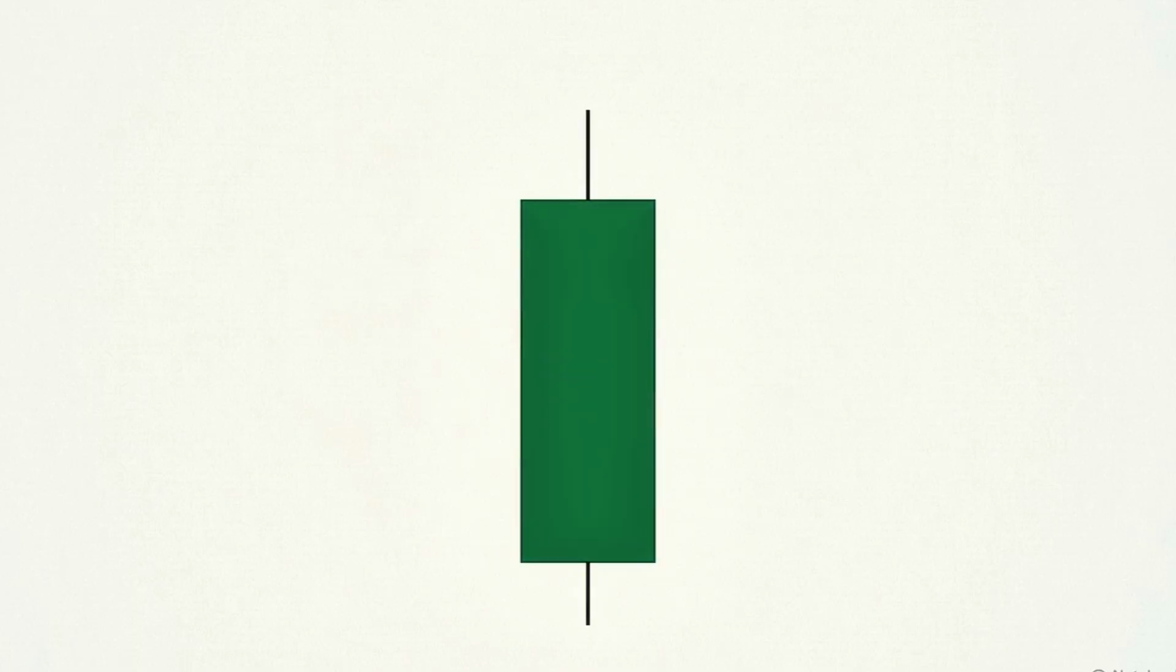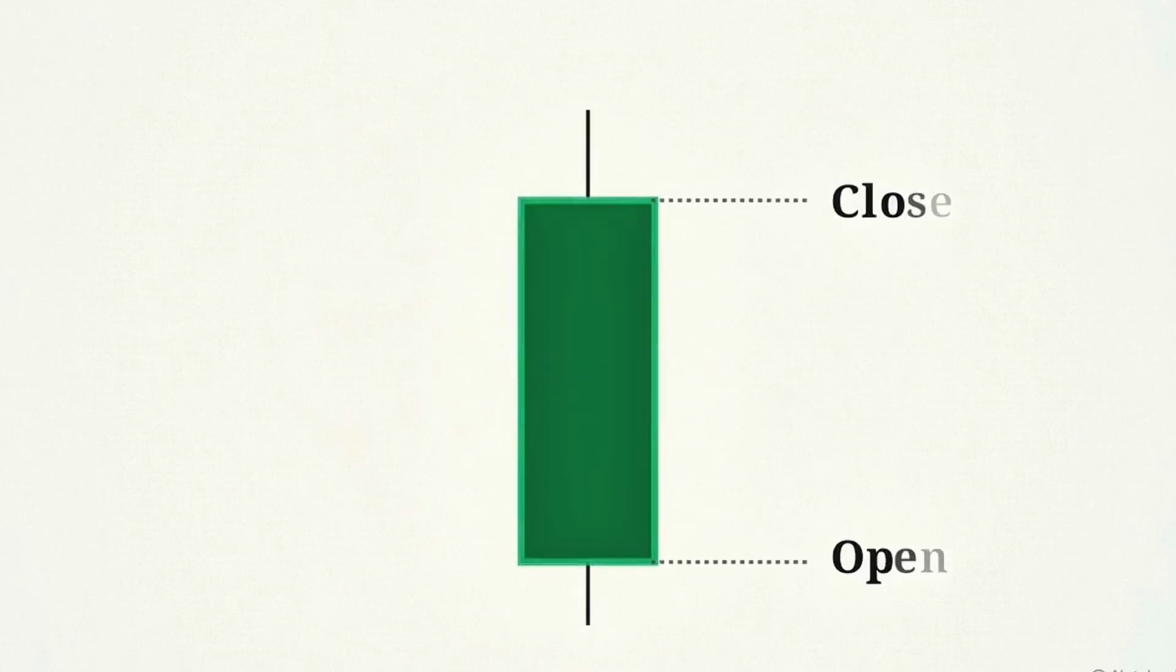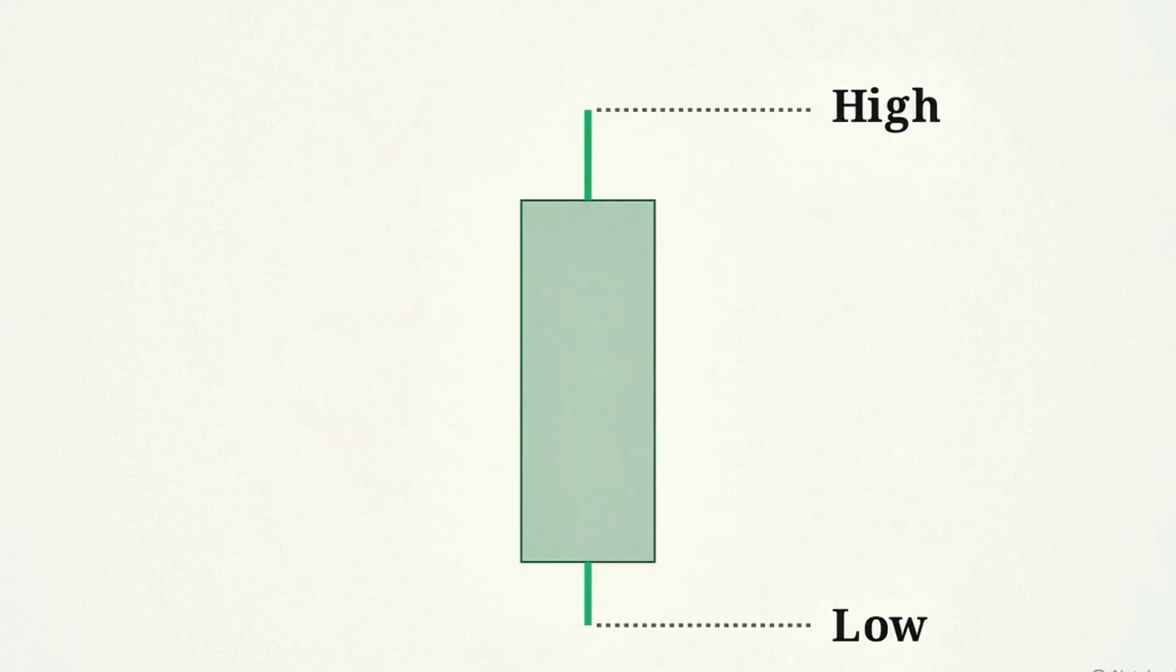This language begins with the smallest unit of market data, the individual candlestick. Every candle has two main components. The thick central rectangle is the body, representing the distance between the open and close. The thin lines on either end are the wicks, which track the highest and lowest prices reached during that time period.